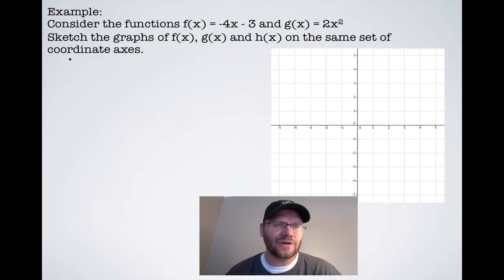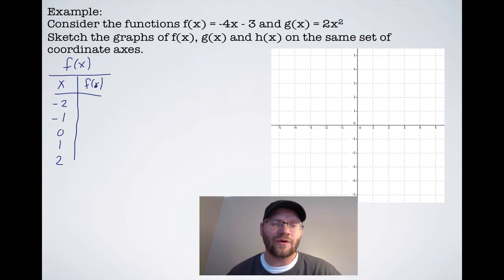To do this, we're just going to create some tables of values. We'll plug in 5 points. We'll plug in a point for x, and then we'll get our f of x, and we'll do the same for g of x and h of x. So we'll plug in negative 2, negative 1, 0, 1, and 2 into all these functions.